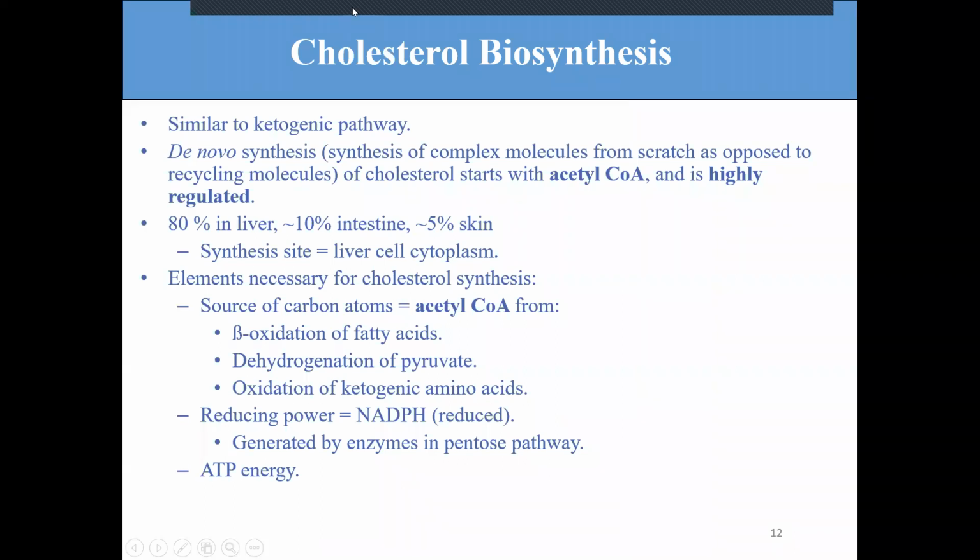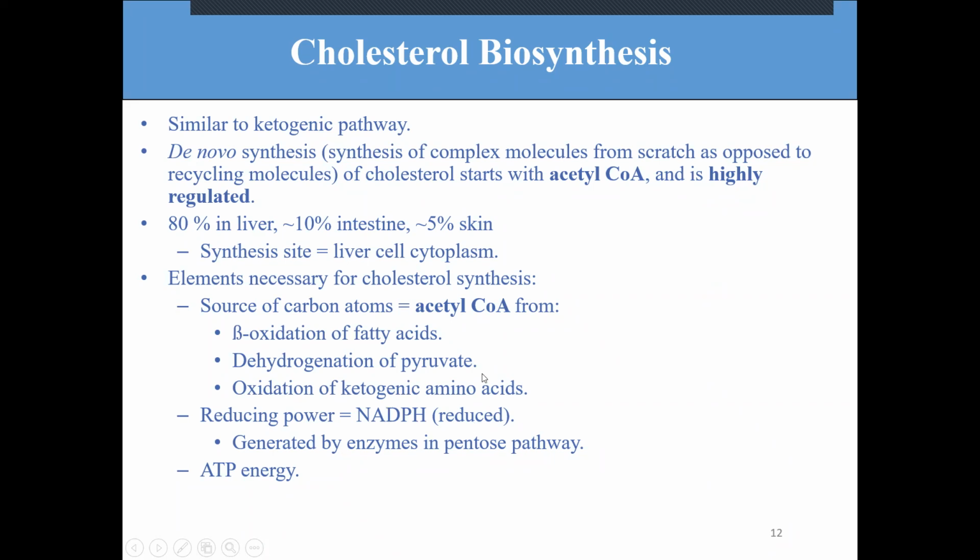Okay, so cholesterol biosynthesis. Now, this is a bit of a wordy slide, but I'll try to break it down for you. The key thing is that when you're making cholesterol de novo, this means you're making it inside the cells instead of recycling it. This process starts with acetyl-CoA, and we're going to look at the process later, but the key thing is that because it starts from acetyl-CoA, you can get it from glucose through the glycolysis pathway. You can also get it from oxidation of fatty acids. The third way you can get it is through oxidation of amino acids. Okay?